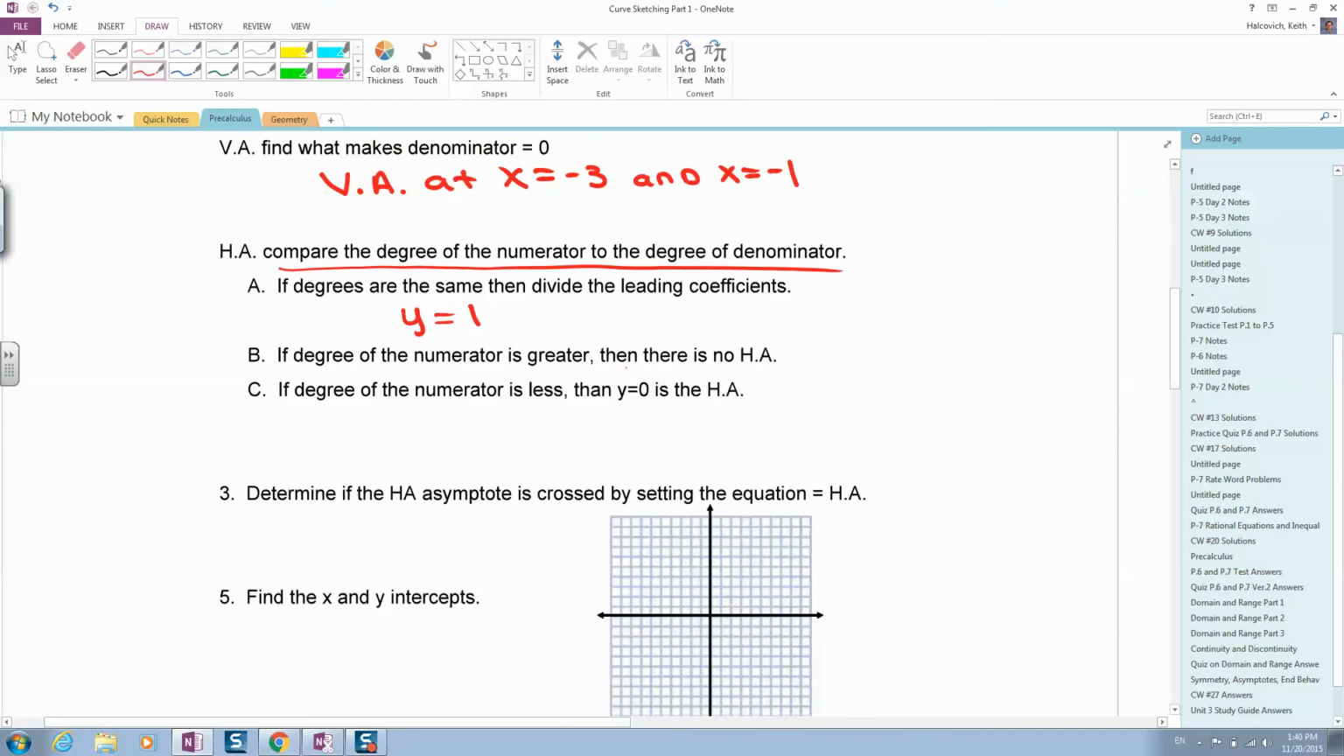If the degree of the numerator is greater, there's no horizontal asymptote. If the degree of the numerator is less, then y equals 0 is the horizontal asymptote.